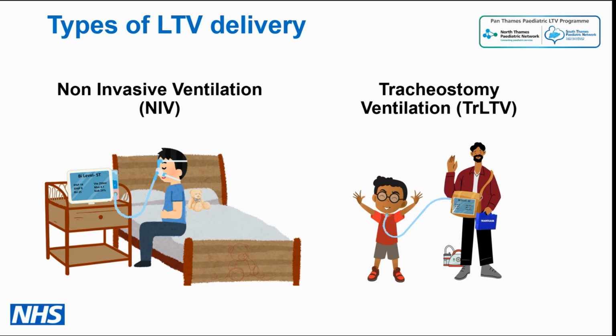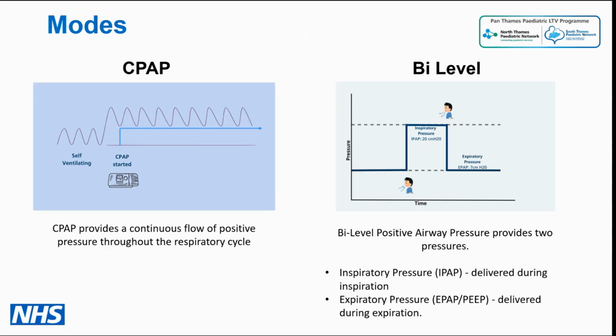The child could be ventilator dependent, which means they're ventilated 24 hours a day, or it could be that they're just nocturnally ventilated. So when you're looking after a child on LTV, it's essential that you know why they're ventilated and how long they're ventilated for. There's 2 modes that we deliver.